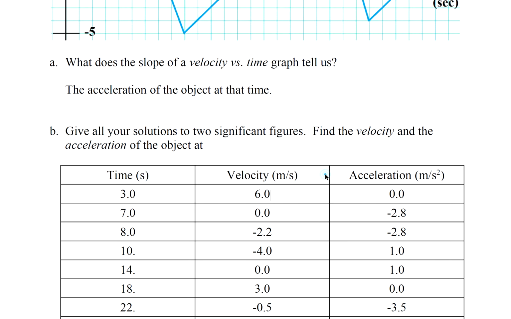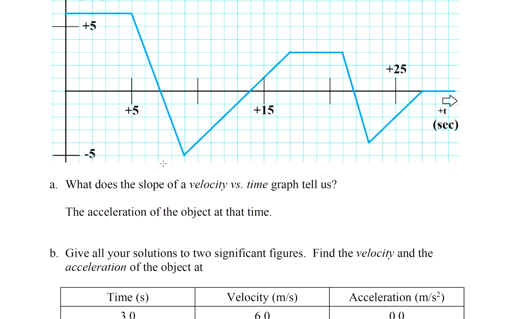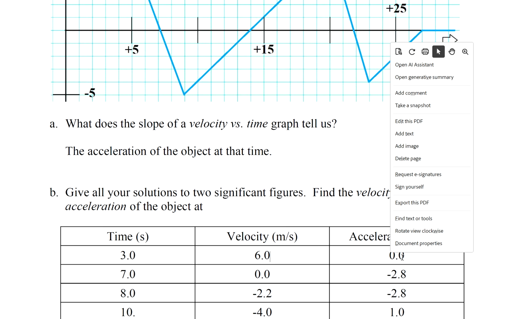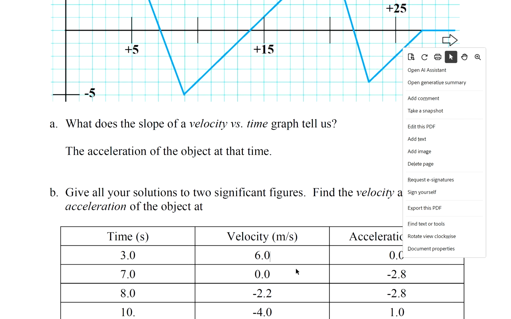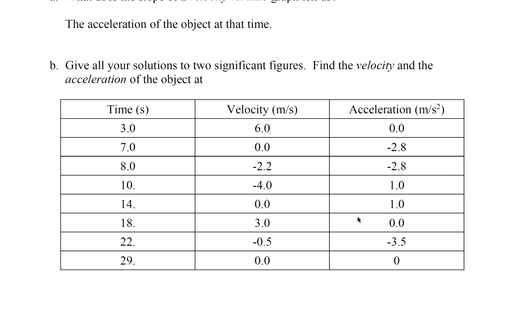What's the acceleration at 3 seconds? Well, it's the slope of this line. What's the slope of this line? 0. So once again, the velocity we can read from the graph. The acceleration, we need the slope, and for the slope we need 2 points.